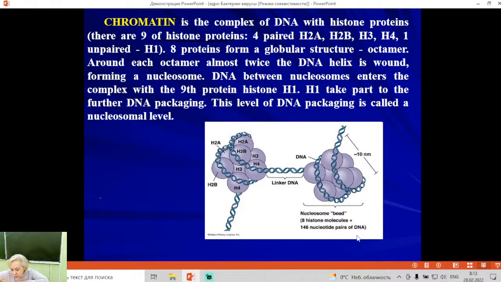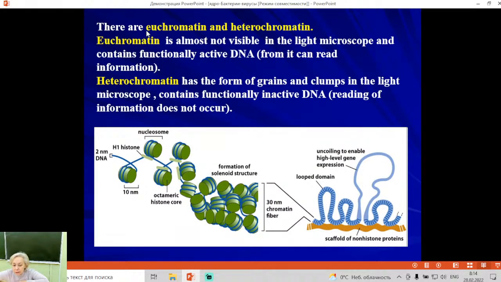On this slide you see nucleosome which consists of octamer and DNA. On the next slide, consider in more detail the levels of packaging of DNA. There are euchromatin and heterochromatin. Euchromatin is almost not visible in the light microscope and contains functionally active DNA. From this DNA can be read information. Heterochromatin has the form of grains and clumps in the light microscope, and contains functionally inactive DNA. Reading of information does not occur from this DNA.